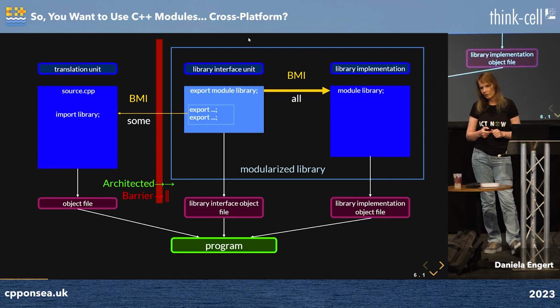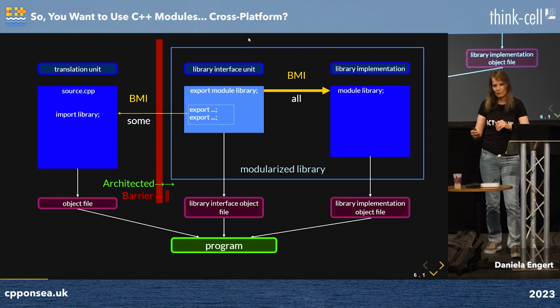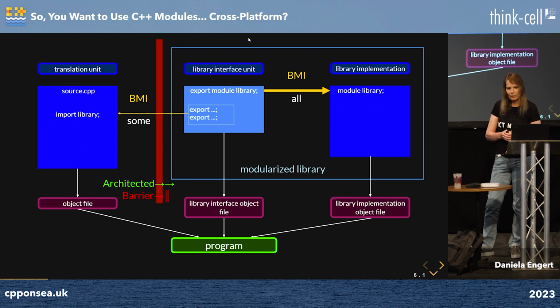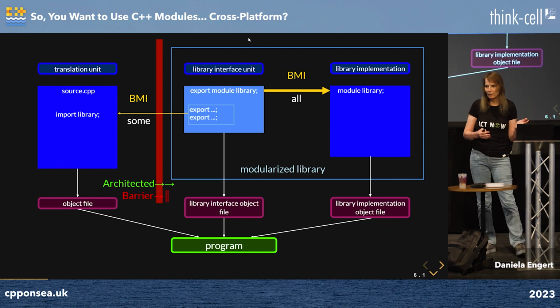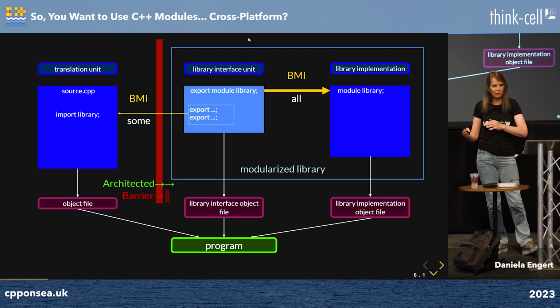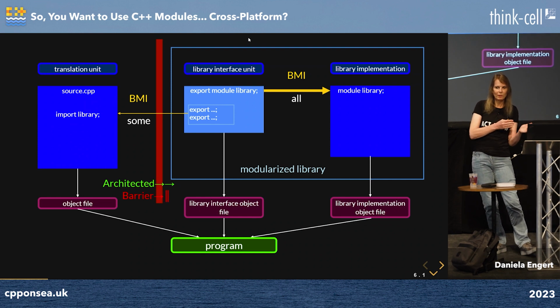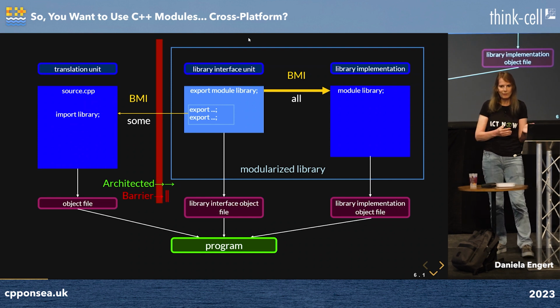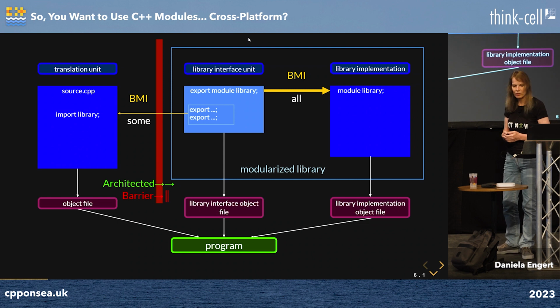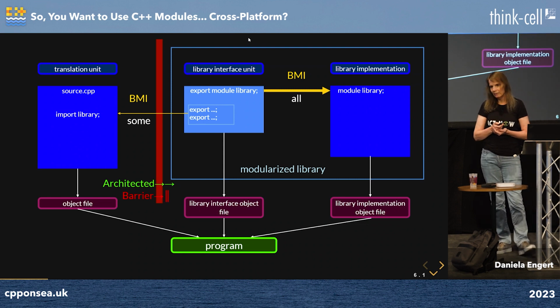And this poses a problem because now we cannot give information about the language entities in the interface to our own implementation and also not to the consumer. So we need to find a way to get around this. And this new communication channel is called BMI, which is short for Build Module Interface.